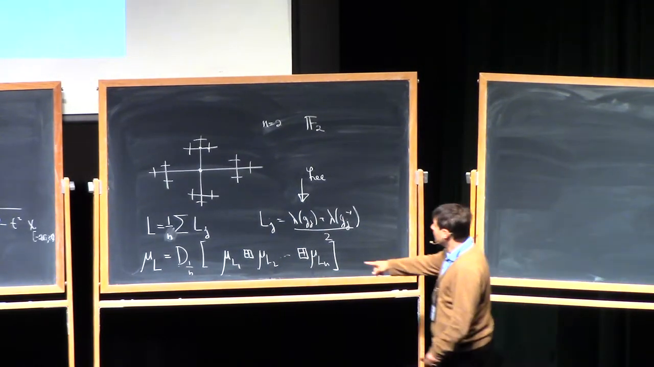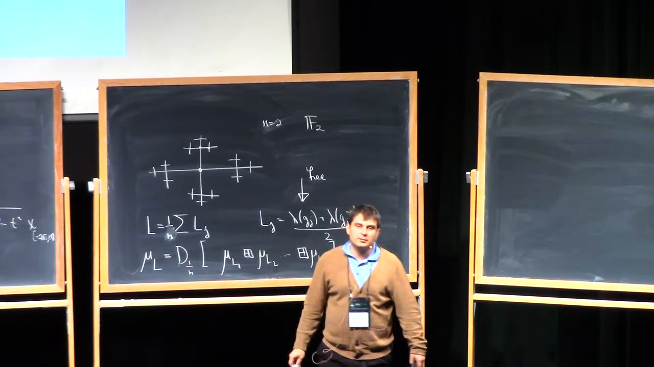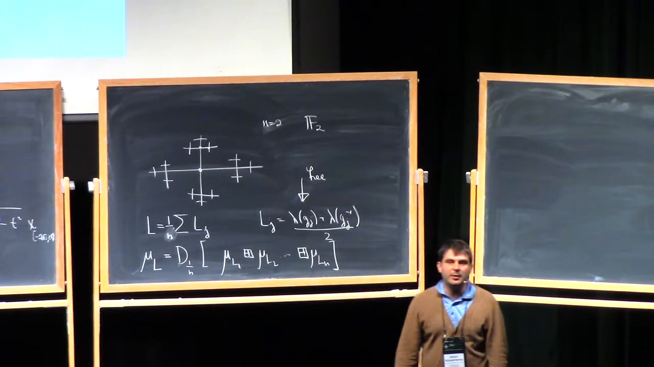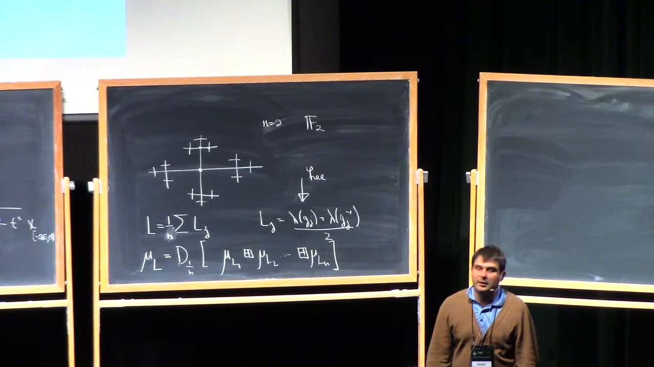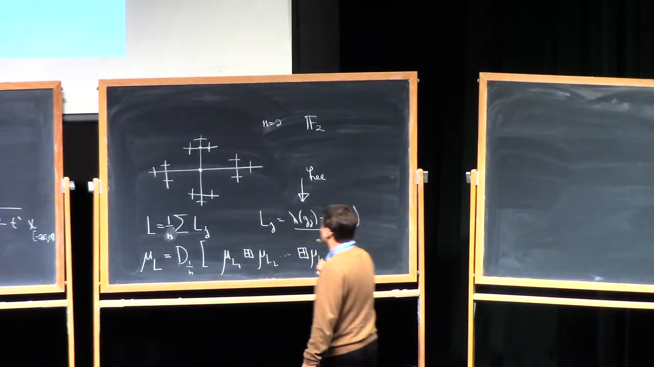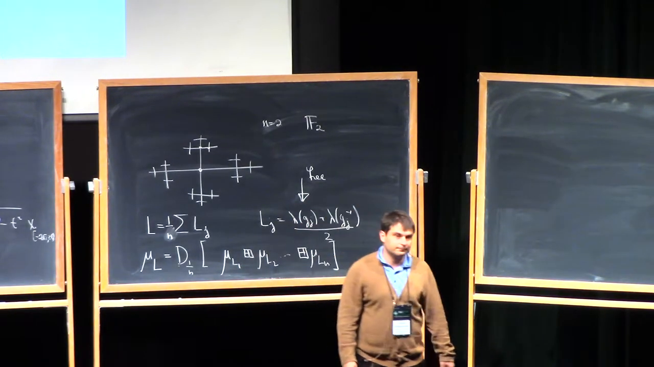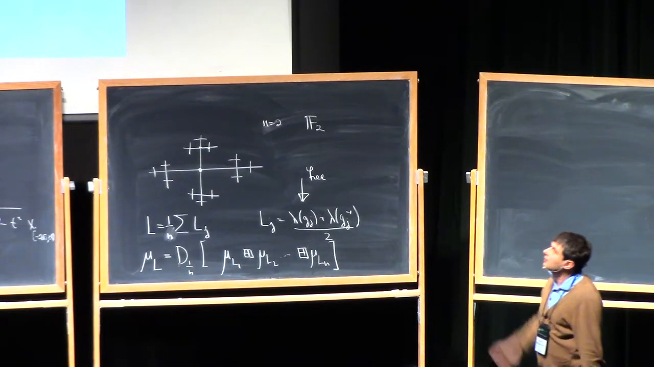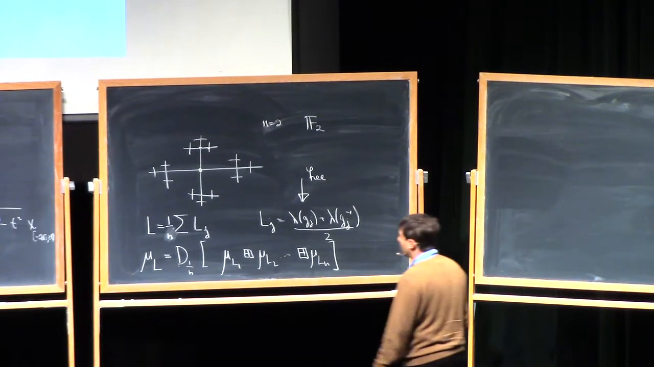Now each one of those mu L's, as those of you who did the problem session remember, is the arcsine law. So this is just the n-fold convolution of the arcsine law with itself. Okay, and Kesten, as I said, computed that a long time ago.